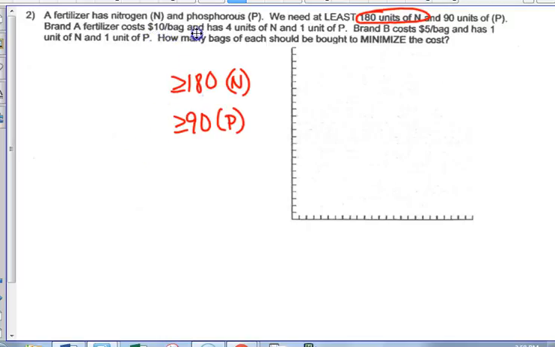A fertilizer costs $10 a bag. Fertilizer A, sorry. So brand A fertilizer is $10 a bag and has 4 units of nitrogen and 1 of phosphorus. Brand B costs $5 a bag and has 1 unit of nitrogen and 1 unit of phosphorus. How many bags of each should be bought to minimize the cost? Okay, what are we buying? But what are we going to call X and Y? That's the confusion. We're buying how many bags of brand A and how many bags of brand B. Each bag of A has some of each nitrogen and phosphorus.